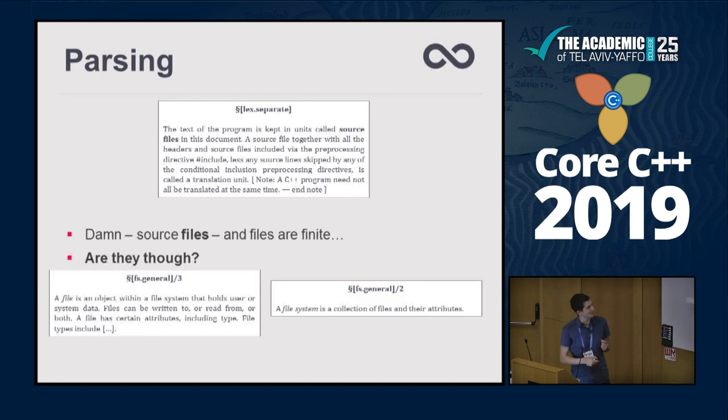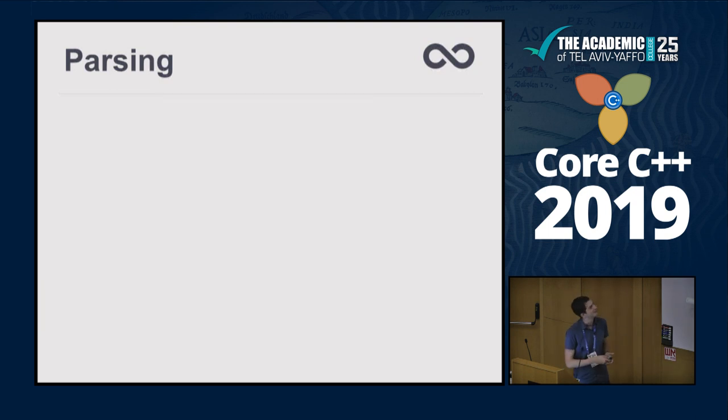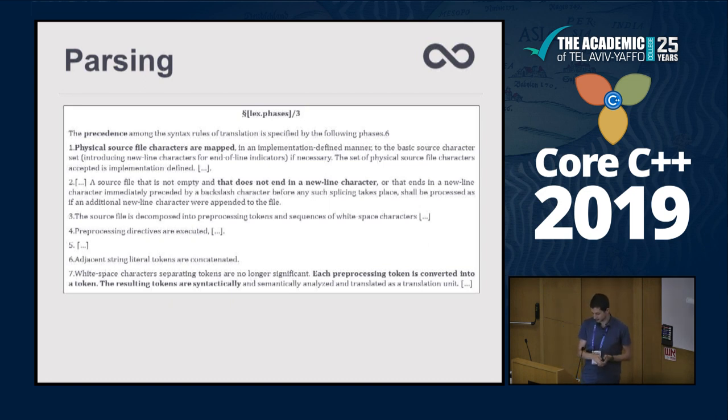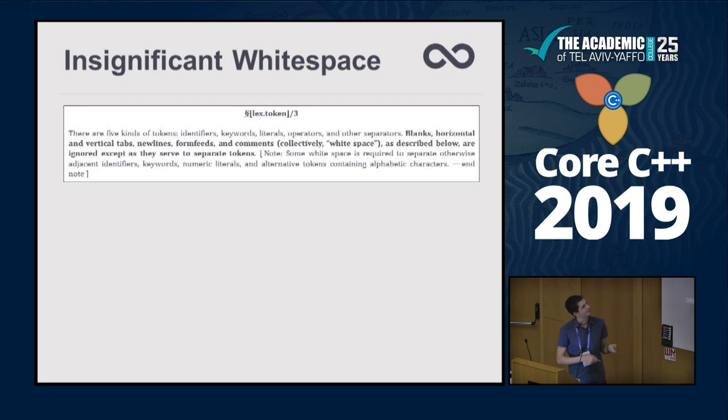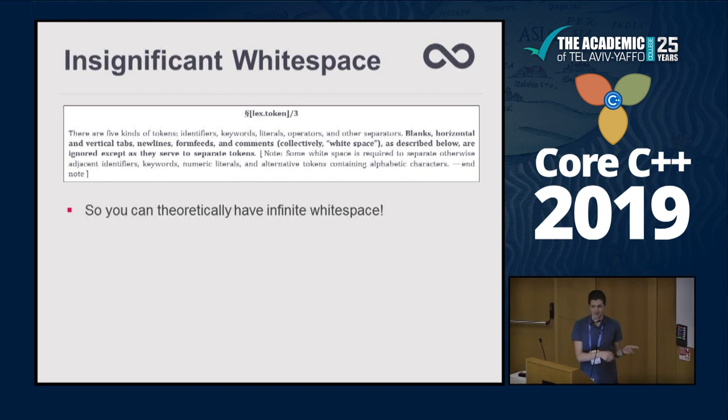Well, are they? Let's see what the standard says about files. A file is an object within a file system, and a file system is a collection of files. So actually, there's nothing in the standard that says that files must be finite. The source files are constructed using tokens, as we all know. But there's this specific clause that says white space characters separating tokens are no longer significant at one point. So basically, at some point during parsing, the implementation is dropping all the white space there is. So theoretically, you could have a program with infinite white space in the middle of it.